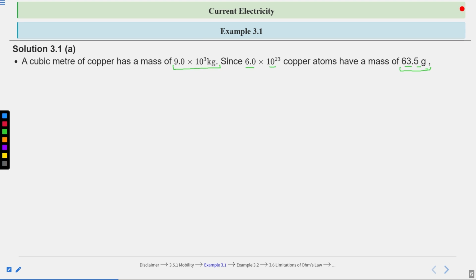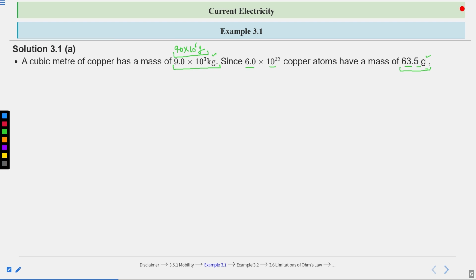Okay, so we know that this can also be written as 9.0 into 10 to the power 6 gram. We are converting it into gram because for the calculations we are taking gram here, so we have to take gram here also. So in 9.0 into 10 to the power 6 gram of copper, how many atoms are present?